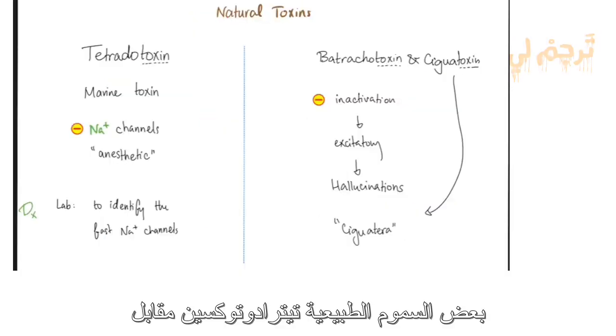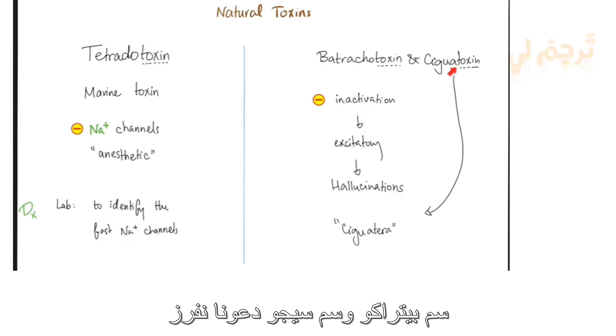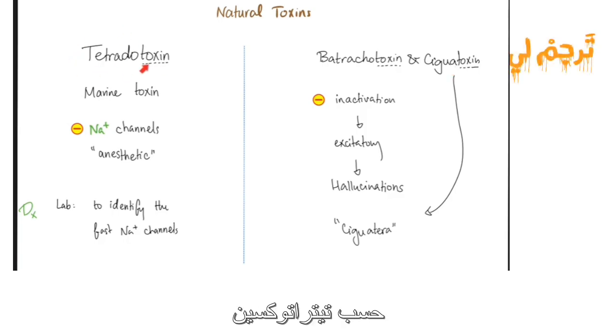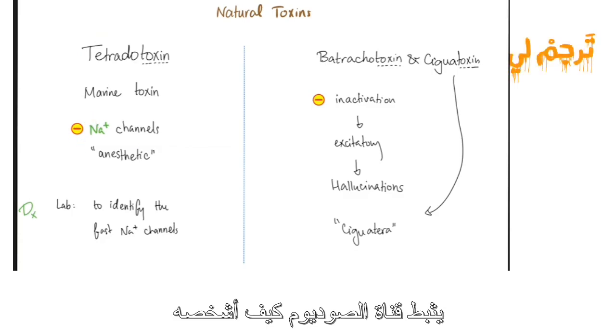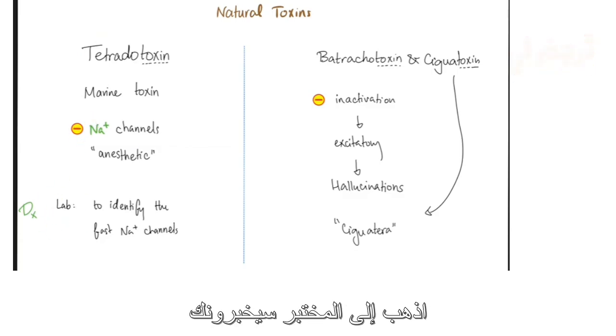Bonus time, some natural toxins. Tetrodotoxin versus batrachotoxin and ciguatoxin. Let's start by tetrodotoxin. This is a marine toxin. How does it work? Inhibit sodium channel. How do I diagnose it? Go to the lab, they will tell you.